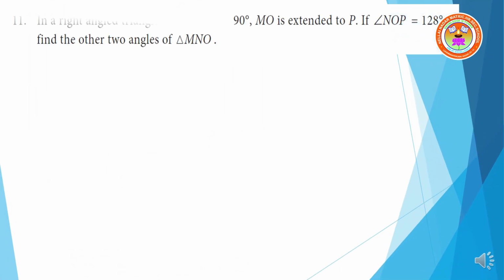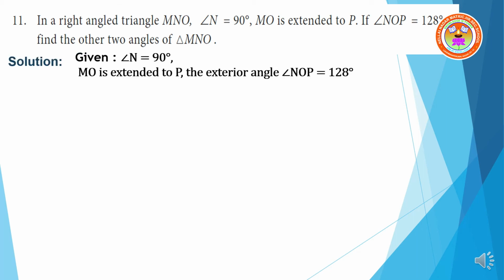Now, the 11th question. In a right angle triangle MNO, angle N is equal to 90 degrees. MO is extended to P. If angle NOP is equal to 128 degrees, find the other two angles of triangle MNO. Solution. Given angle N is equal to 90 degrees, MO is extended to P. The exterior angle NOP is equal to 128 degrees.